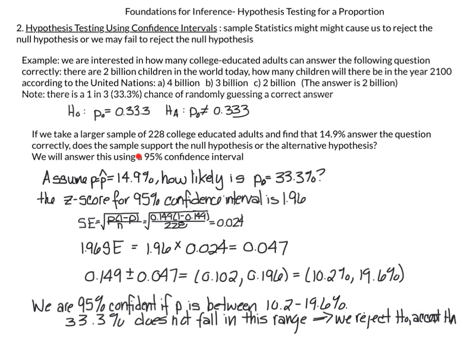Now, because we were using a 95% confidence interval, our statement is we are 95% confident that p is between 10.2% and 19.6%. Looking at 33.3%, it's actually way too high. So 33.3 does not really fall in this range, so we're going to reject the null hypothesis and accept H sub A, the alternative hypothesis. This just is not looking right. It's nowhere near close to our range because we're 95% confident it's no bigger than 19.6%.